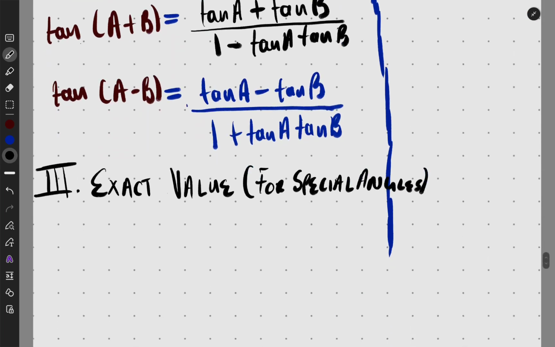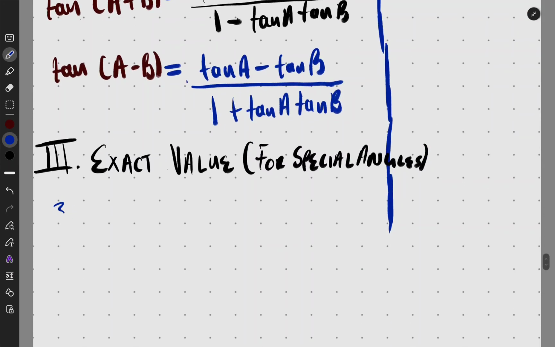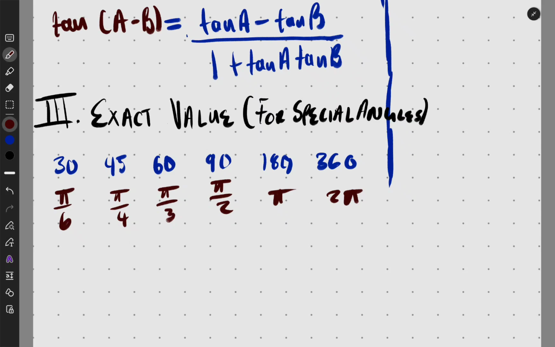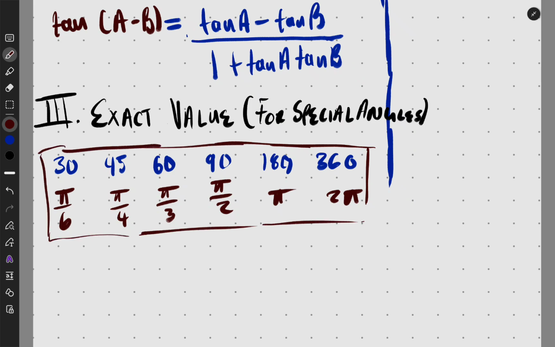Let's put these exact values for special angles. What are the special angles? They are 30, 45, 60, 90, 180, 360. These are your special angles, okay? Now, what are they in radians? Because we will be meeting things in radians usually, not even in degrees. It's pi over 6, then pi over 4, then pi over 3, then pi over 2, then pi, then 2 pi. These are special angles. You must know them, especially their radian forms, okay?